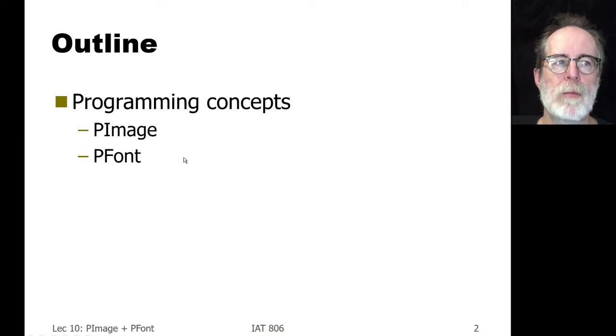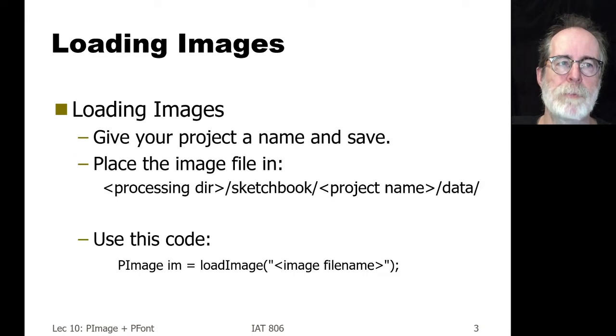So our basic outline today is about programming concepts. This is really focused on how-to within the processing environment. And we're going to use two classes. PImage is the image class within processing. P, of course, stands for processing. And PFont is the font class, which specifies a font which subsequent calls to text enable you to draw.